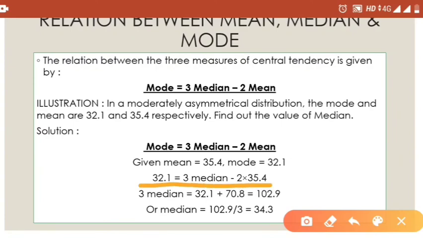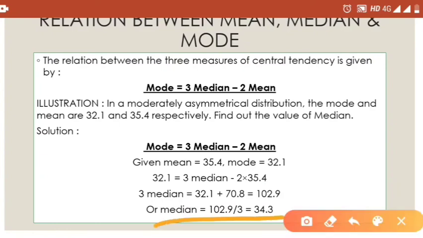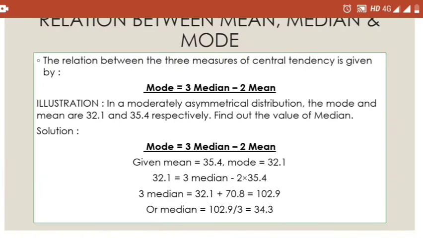So we'll substitute it in this formula and we'll get 32.1 is equal to 3 times median minus 2 times 35.4. After rearranging, we're getting that 3 times median is equal to 102.9, or median is equal to 102.9 divided by 3, which is equal to 34.3. See, in a similar manner, we can calculate any of the values if two values are given to us.